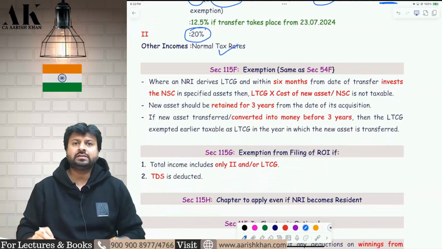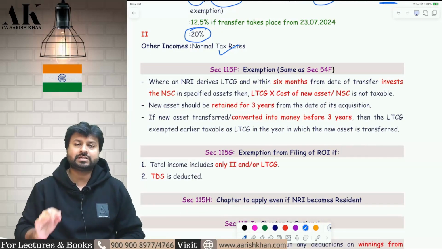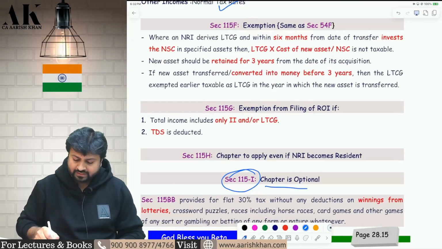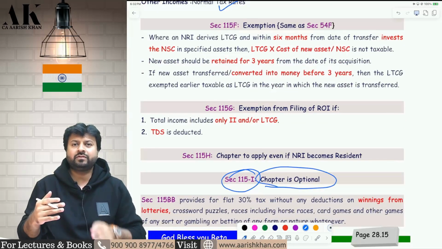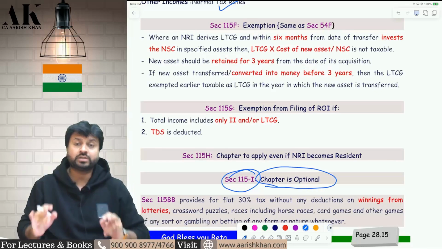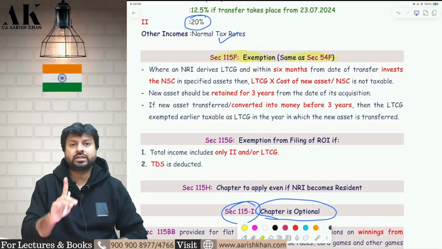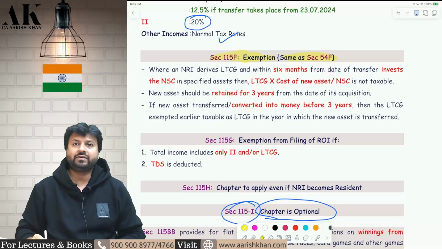Now, what is one of the main reasons that a person will opt for this chapter? As I've told you, this is an optional chapter. You can check over here, 115F. This chapter is optional. If you want to come, come. If you don't want to come, don't come. That is absolutely your choice. But why will a person come? A person will come over here because of the exemption given under 115F.